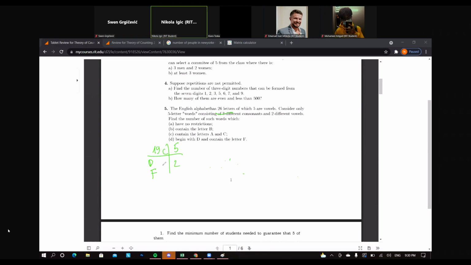And how much do I put here? 1, because it needs to be 3 different consonants and 2 different vowels. Why are we not using 3 on the left side? We are using 3 on the left side, but I know that one of them is D and one of them is F. So I don't need to look at so many cases.